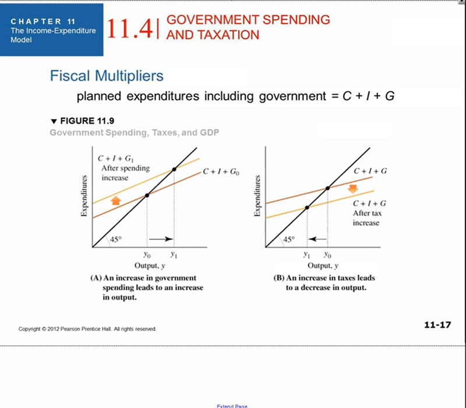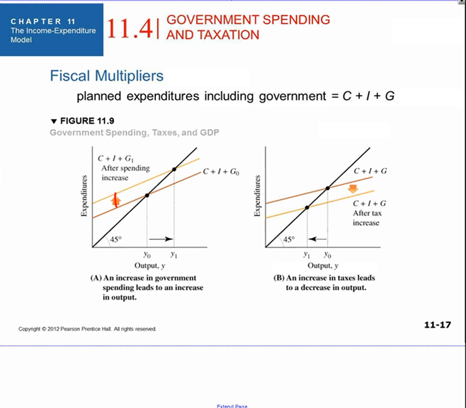In figure 11.9, we're going to add government to our model. So we have two possibilities. We can change government spending, or we can change taxes. On the left side, we're going to show what happens if we have an increase in government spending.